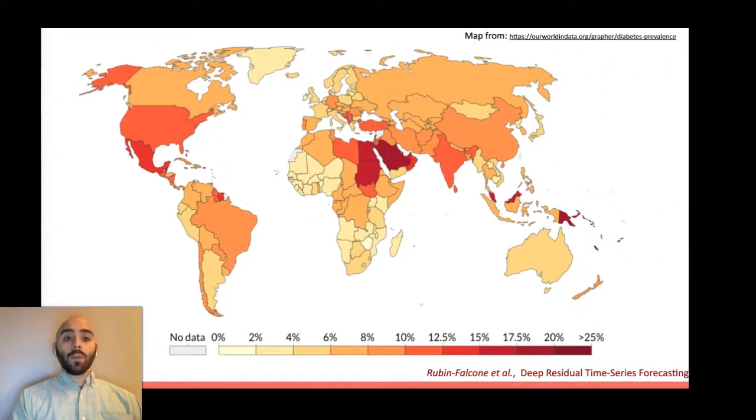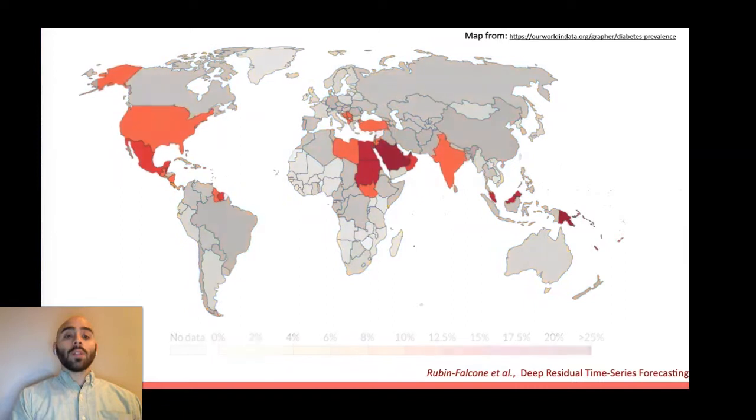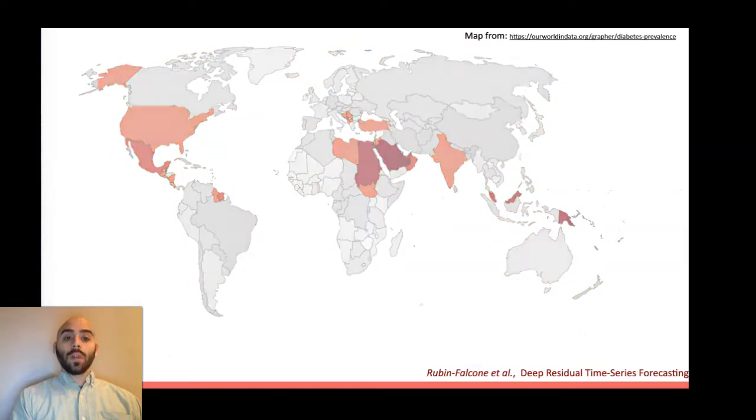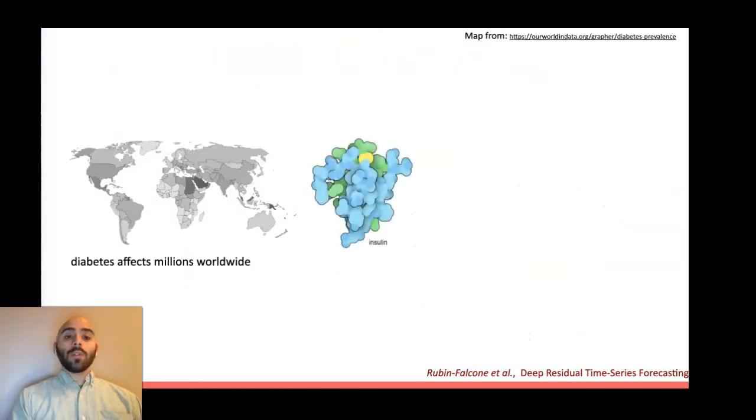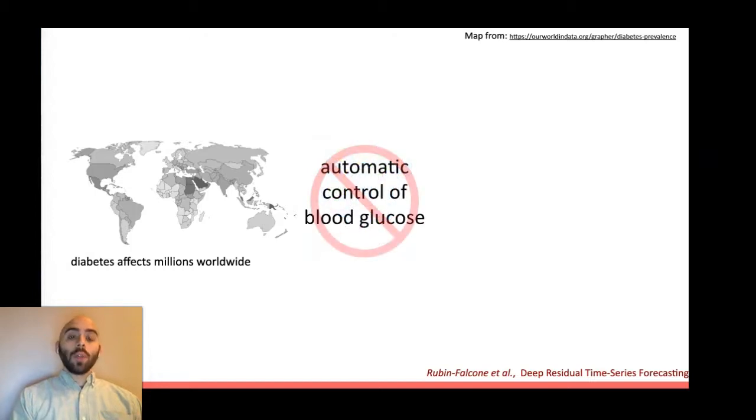Diabetes affects millions of people worldwide, with a prevalence greater than 10% of adults in some countries. It is a condition in which the body produces little or no insulin, or is unable to use the insulin that it produces, which results in poor regulation of blood glucose, or sugar in the blood.